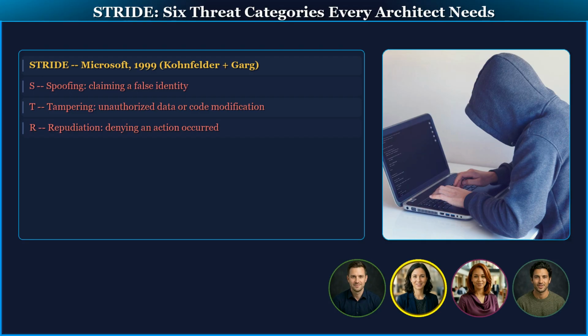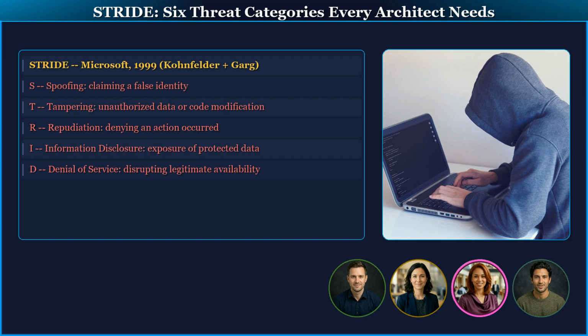Repudiation, the R, is the threat of deniability. If a user can delete their own logs, they can deny they ever executed a transaction. This trips up candidates who have been doing this for years. The countermeasure is non-repudiation through audit logs, digital signatures, and timestamping. Information disclosure connects back to what we covered in the CIA Triad episode, confidentiality failures. A system that leaks sensitive data through error messages, debug output, or misconfigured APIs is vulnerable to the I in STRIDE. Encryption and access controls are the response.